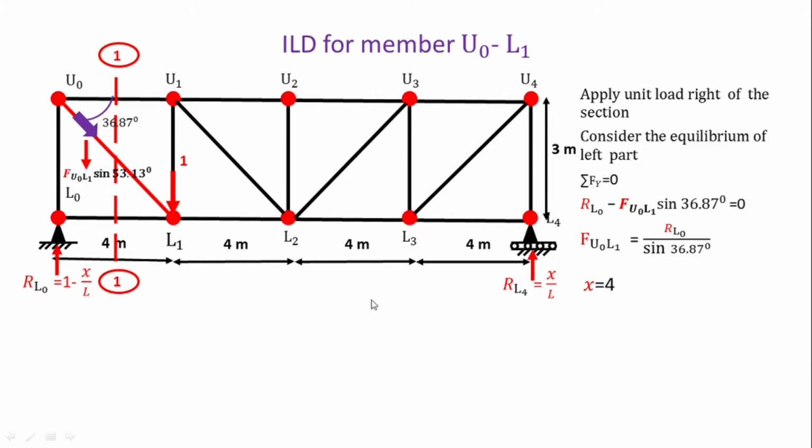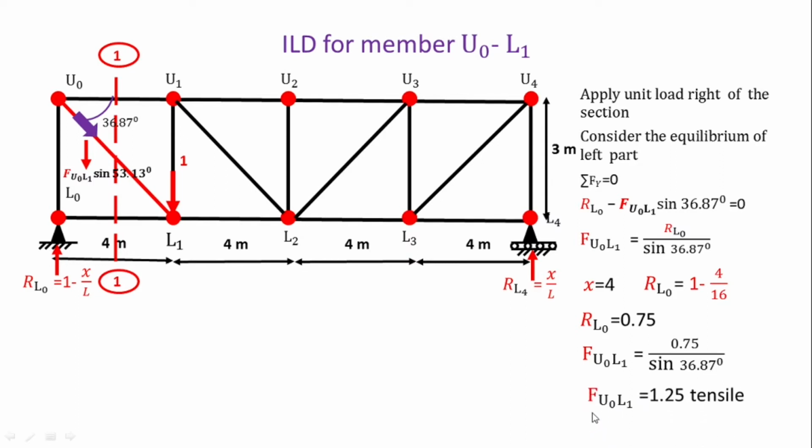So RL0 is equal to 1 minus 4 by 16. Here the formula is 1 minus x by L, where x is equal to 4 and L is equal to 16. So RL0 is equal to 0.75. Put this value into our previous formula. So we get FU0L1 is equal to 0.75 divided by sine 36.87. So FU0L1 is equal to 1.25, and this value is positive.